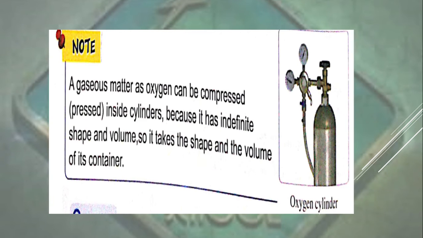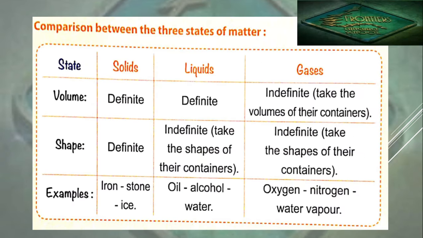containers. It's important to note that a gaseous matter is the only state of matter that can be pressed, because it has indefinite shape and indefinite volume. Clear? So, solid state has definite shape and definite volume. Liquids have definite volume and indefinite shape. Gases have indefinite shape and indefinite volume. They take the shape and the volume of their containers.